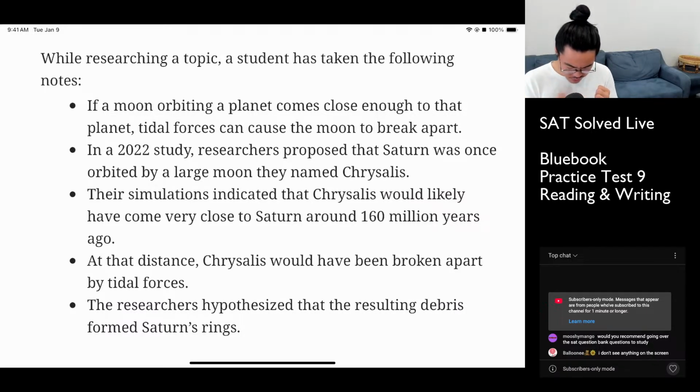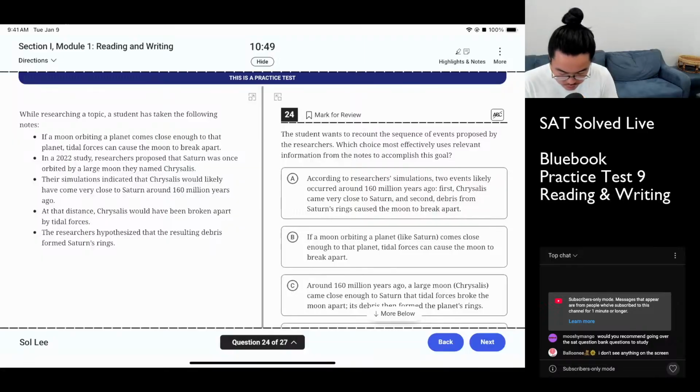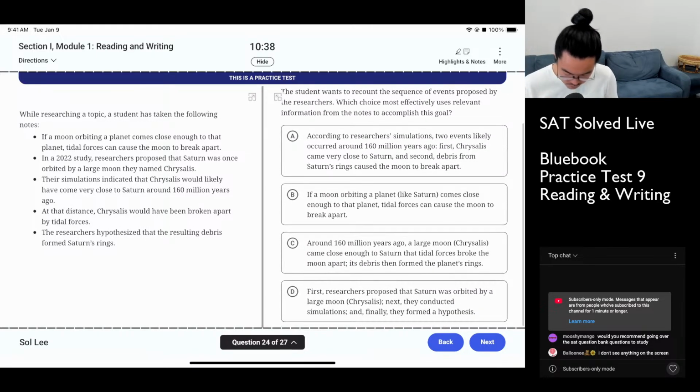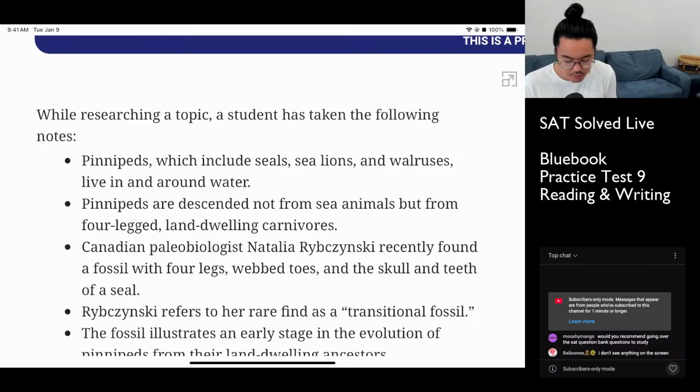Saturn was once Chrysalis. Chrysalis would have come very close to Saturn, would have been broken apart by tidal forces. Okay, tidal forces presumably on the moon, probably. Yeah, probably on the moon itself. And then it caused the rings. Oh, that's kind of cool. All right, recount the sequence of events proposed by researchers. So basically, 160 million years ago, Chrysalis gets close to Saturn, breaks apart, turns into these beautiful rings. Okay, that is C.